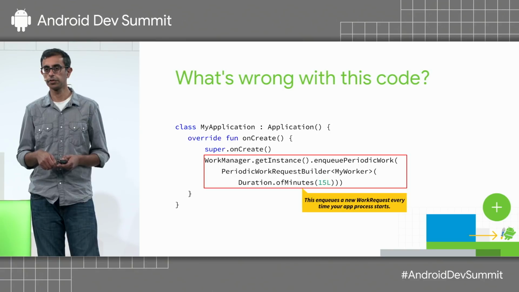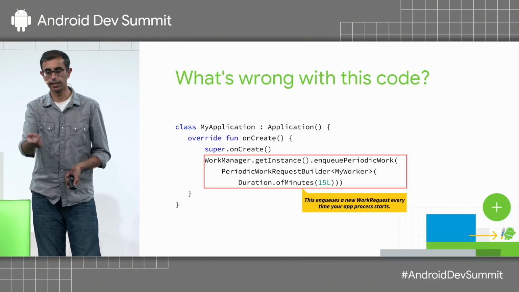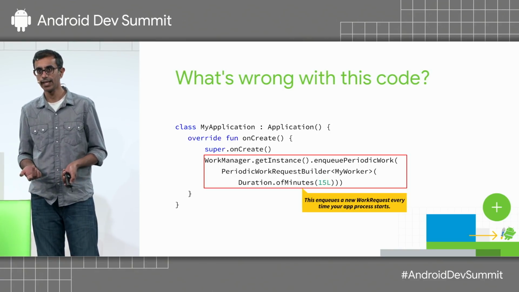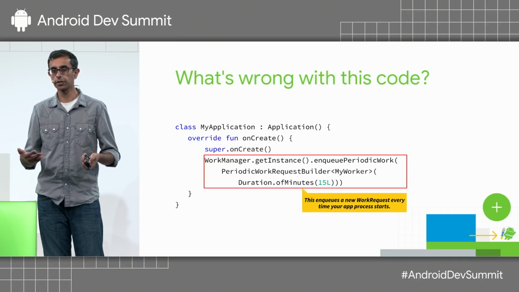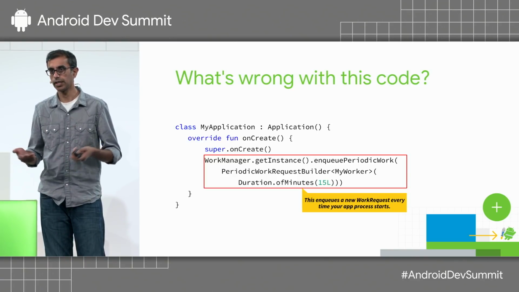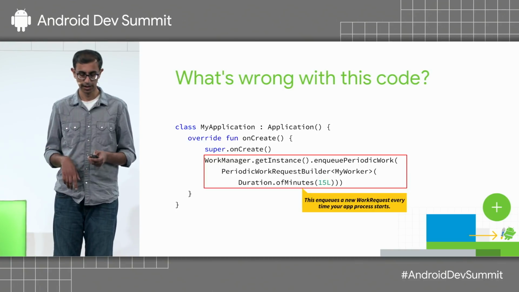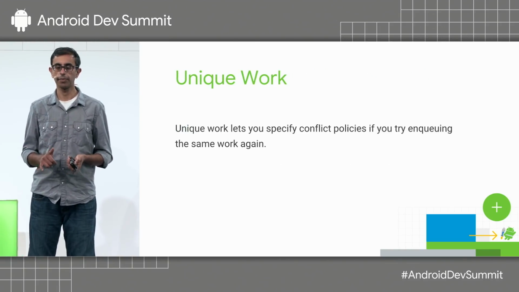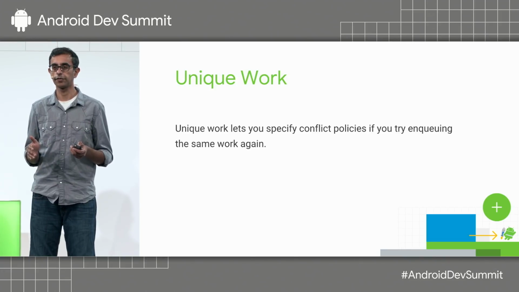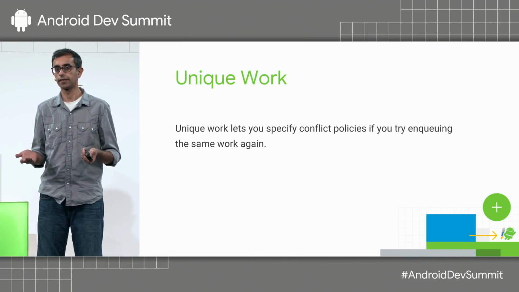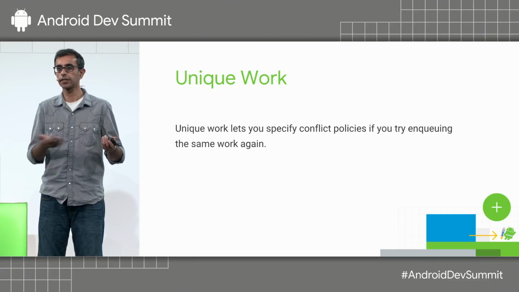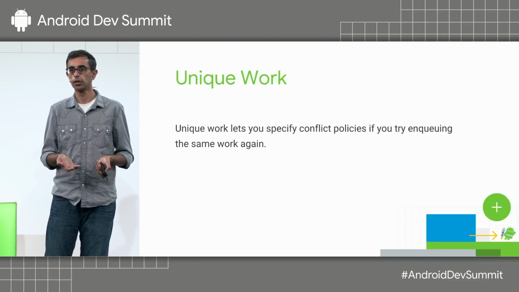You're trying to set up a sync here. Let's say it's syncing your data every day. If you call this code every time the app starts, every time you've got another thing that's syncing your data, you really only want one of them. So unique work basically is something that lets you specify conflict policies for a database insert. Think of it like that. Like if you insert the same key into a database again, what do you want to happen?